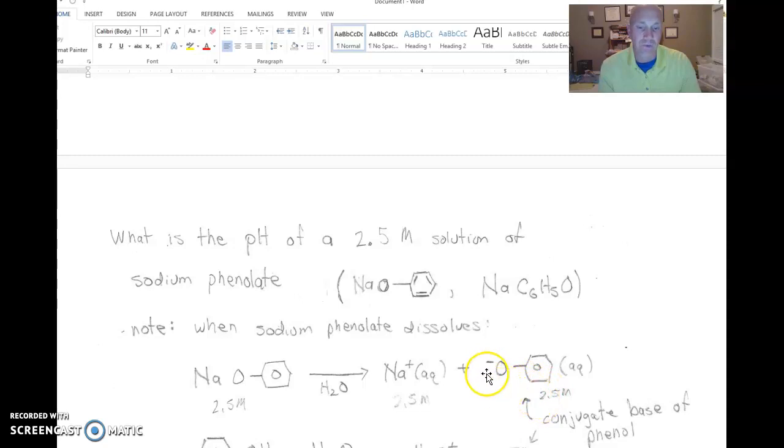All right, so I want to give a little perspective on what this thing is. Essentially what we're doing is we're saying that this thing right here is a base, and we're going to be calculating the pH of the solution based on treating this guy right here as a base.